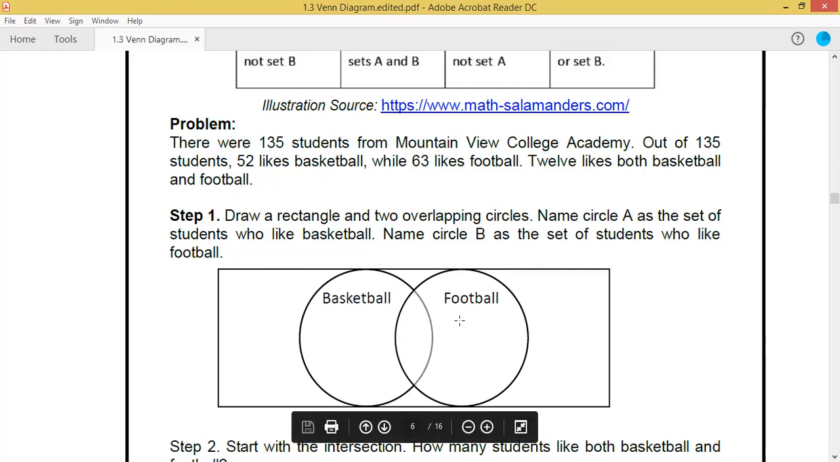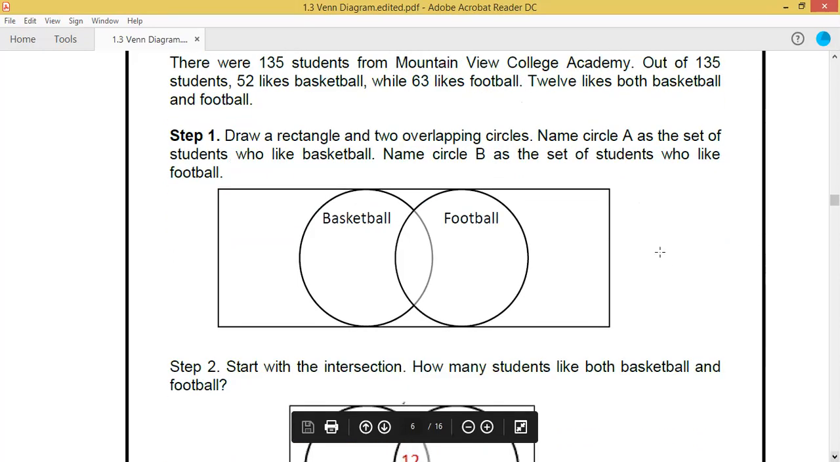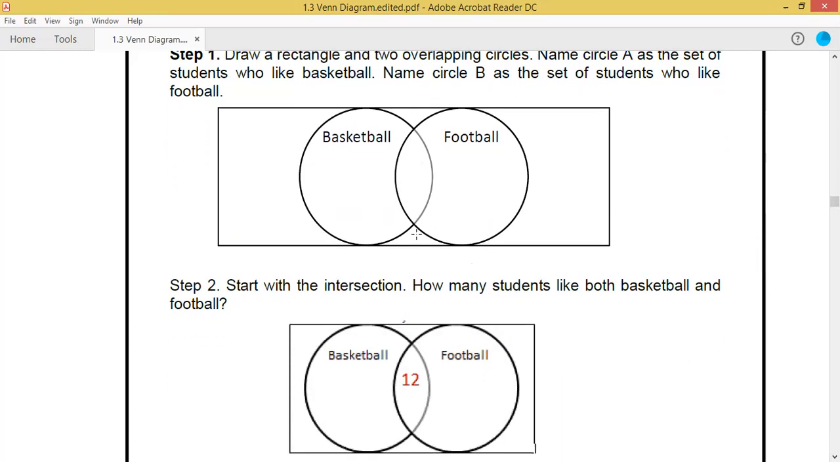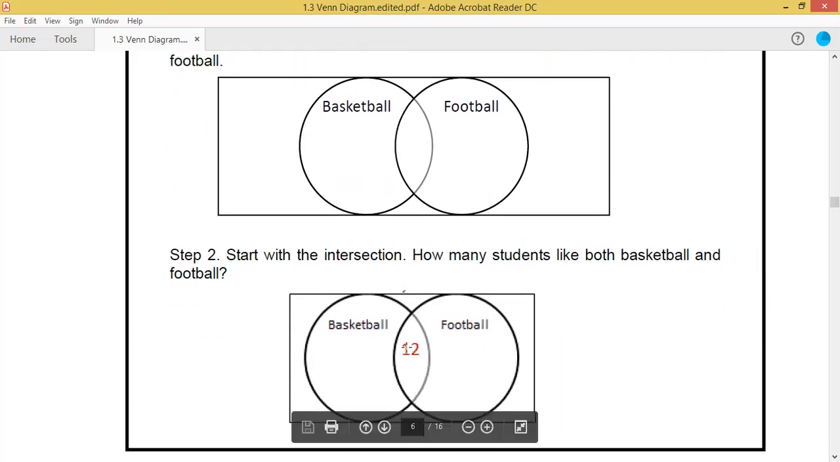To start identifying the numbers, we need to start at the intersection part. Here, how many like basketball and football? The problem states that 12 like both basketball and football. So we place the number 12 in the intersection area. So it is now seen as this one.